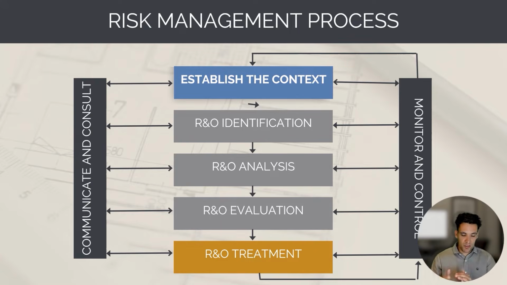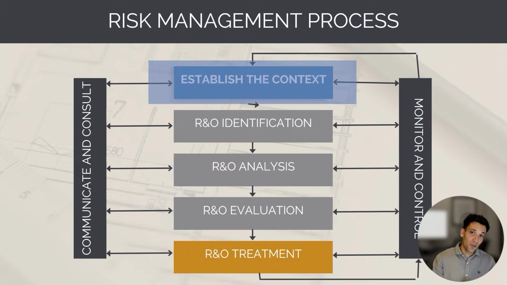So high level, the risk management process we follow is we establish the context, we understand what's important to the project, we identify our risks and opportunities, then we analyze, evaluate, and treat them. And then throughout this entire process, we're continually monitoring and controlling to ensure the risk management process is working as planned. And we're also communicating with our stakeholders, those impacted by the project, so they're aware of the uncertainty that matters to the project.